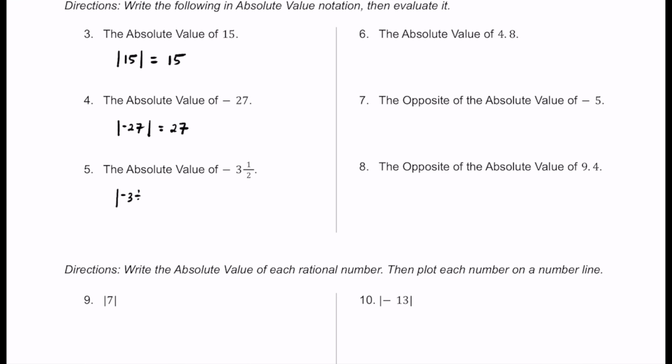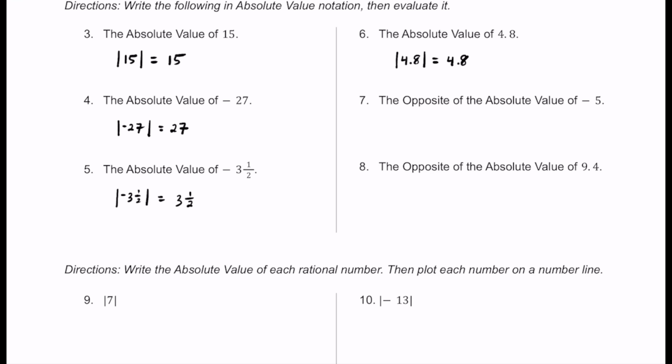For number 5, we have the absolute value of negative 3½. Go ahead and put those bars around this negative 3½, so that's how far is this from 0. That's going to be positive 3½ units. Remember, we always measure units of distance as a positive value, not a negative value. For number 6, we have the absolute value of positive 4.8. So just go ahead and draw those bars, put 4.8 on the inside, and you read that as how far is this from 0, and that's going to be 4.8 units away from 0.